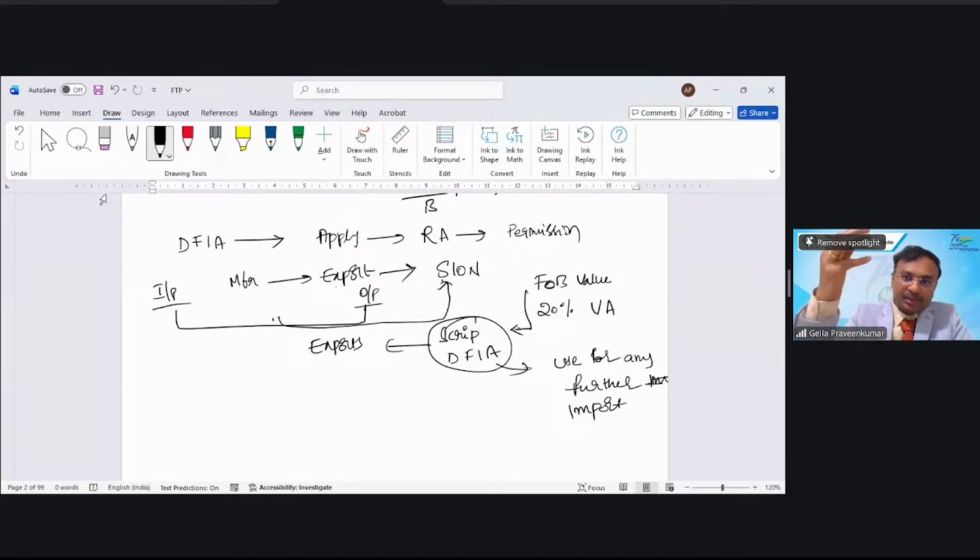On the basis of exports, shipping bill is filed. I get an automatic script which is credited to my IEC, which is called DFIA script. What do I do with this script? I can use it for further imports when I purchase, or I can transfer to someone else. Let's come back to the material to understand this.